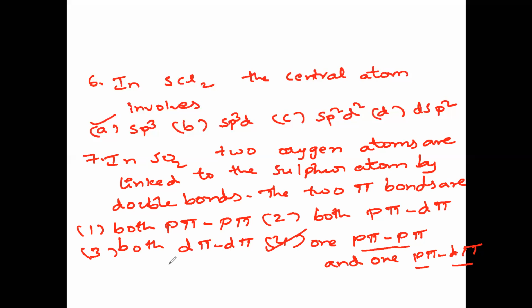So the answer is the fourth option, because in sulfur dioxide, sulfur is having two double bonds with oxygen. So it has one p pi bond, and this one becomes one p d pi bond. So the answer is the fourth option. Very, very important. All these questions are given from previous competitive exams. So that's why I'm giving them now.